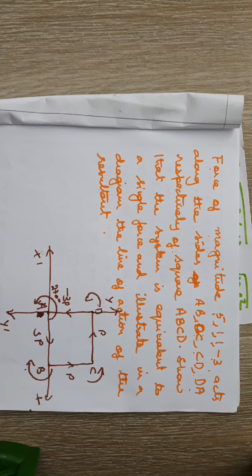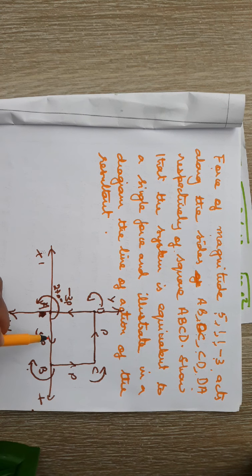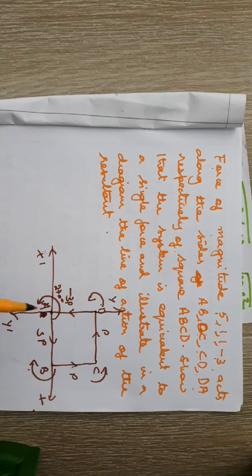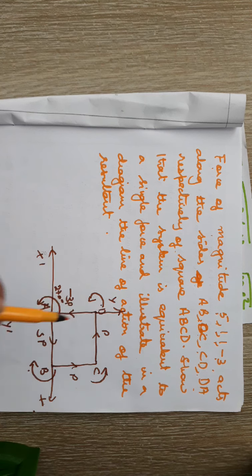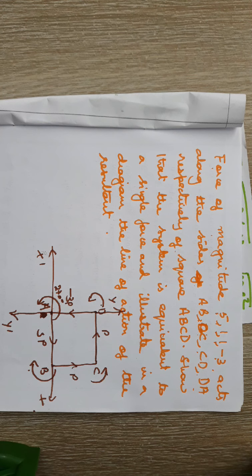So what we have to do is find the resultant of all these four forces acting along AB, BC, CD and DA, and also find the equation of the line of action of the resultant. So here, first draw a square ABCD. Now take the x-axis in the direction of the force 5p, such that AX here is the x-axis and AY is the y-axis.